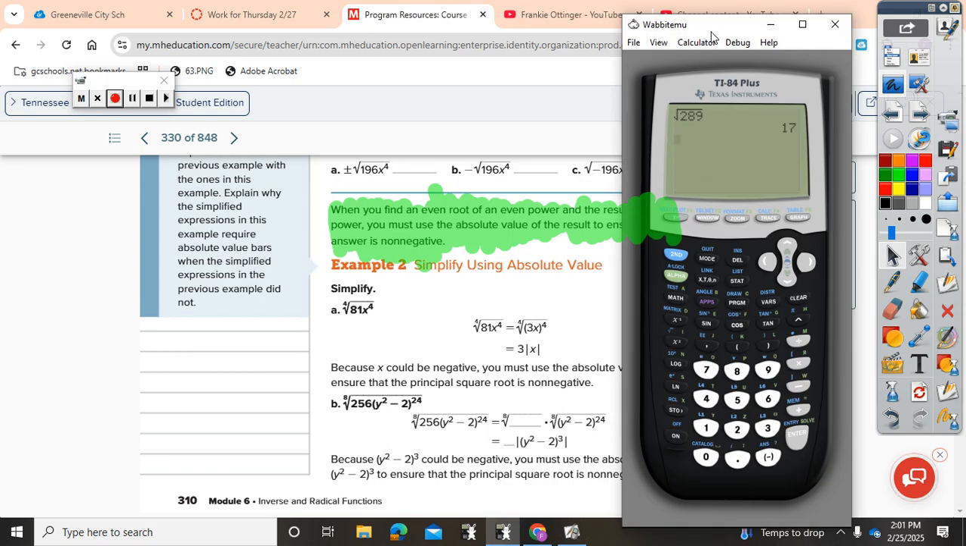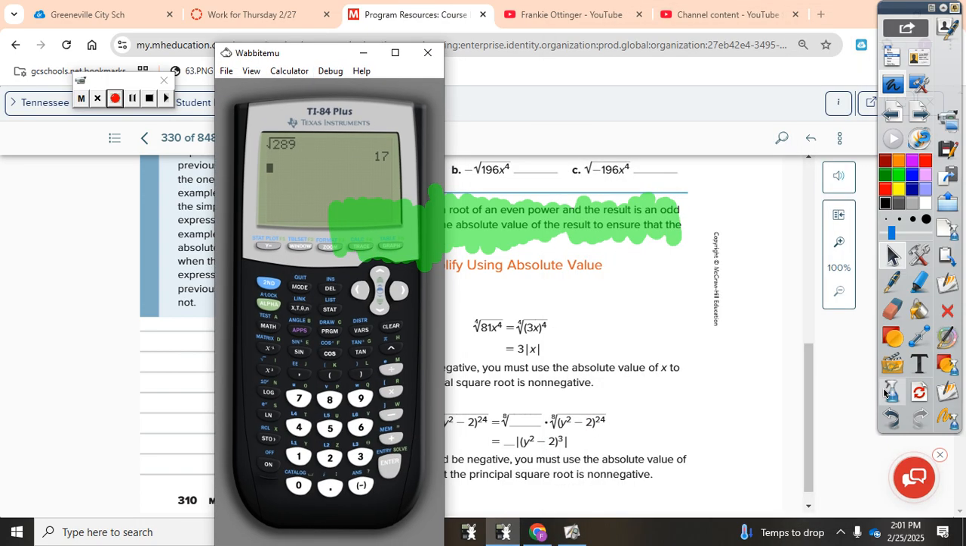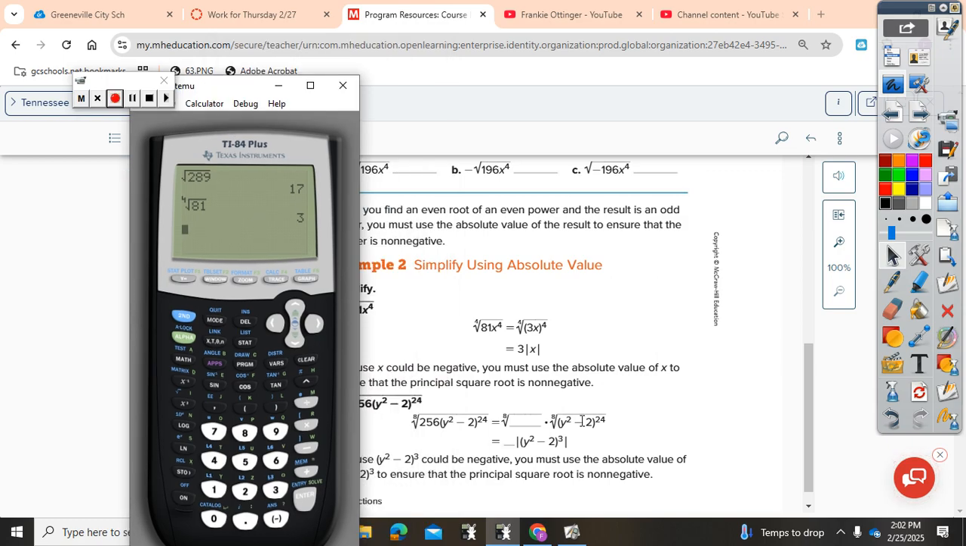They do the 4th root of 81, which I don't expect anybody to have memorized. So how do you do 4th root? Math, or 4 first, because we're doing 4th root. Go down to number 5, or just simply press 5. We do 81, and that value is 3. So that's how they get the 3.